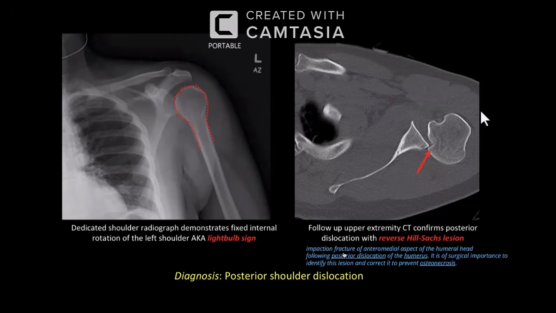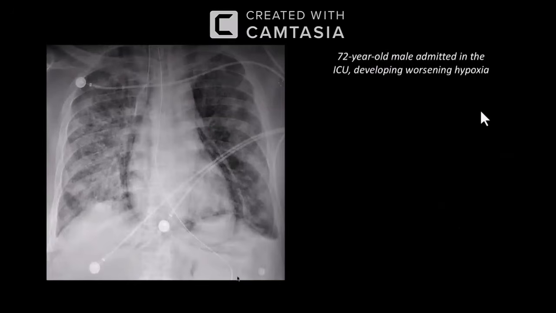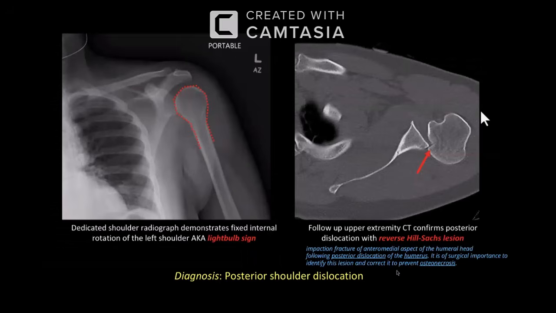So reverse Hill-Sachs is nothing but an impaction fracture of the anteromedial aspect of the humeral head following the posterior dislocation of the humerus. So it is of surgical importance, and otherwise the patient can go into osteonecrosis if it is not corrected immediately. All right. So this part also you should probably mention in the report, it can definitely get you high marks.